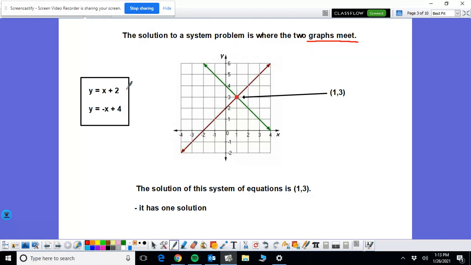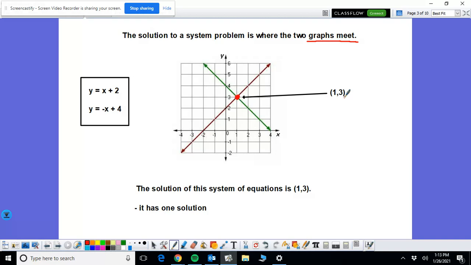Now, this is where the two lines are coming from. Like, where did they get these lines? Right here. This is technically the question. So what's in the box here is the actual question. And then you're going to graph both of them. And you're simply going to see, where do the lines meet? So I have put a big dot here, and I have an ordered pair of 1, 3. That is the location of where the two lines meet.